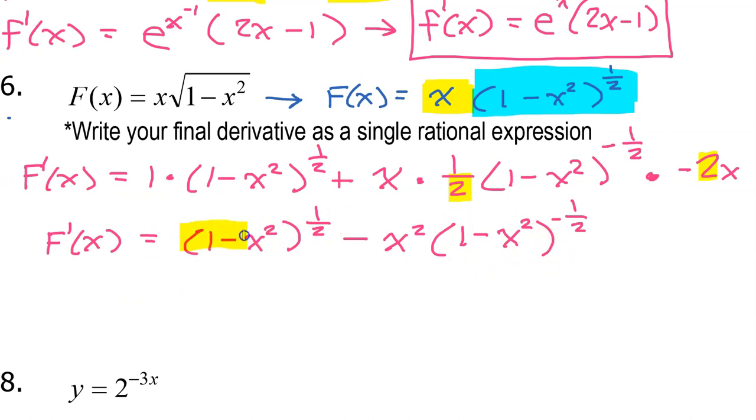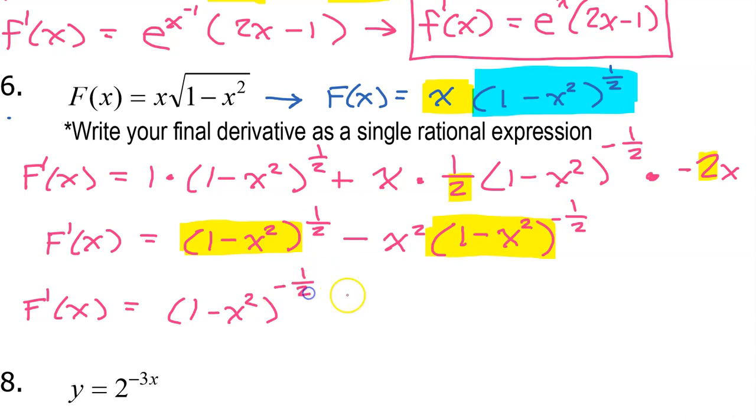Notice that we have a common factor in both terms. We have 1 minus x squared here, and we have another 1 minus x squared here. To simplify this according to the directions at the beginning of the problem, we need to factor this out. So I'm going to have f prime equals, and out in the front I'm going to have 1 minus x squared with some kind of a power. But which exponent will I use? Always use the lesser exponent. So I'm going to pull it out with a negative 1/2 power.